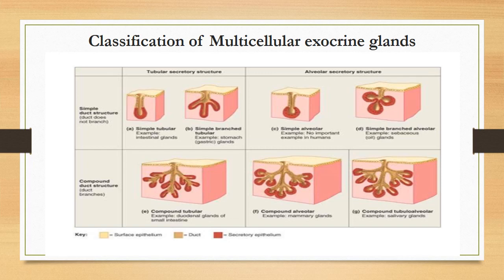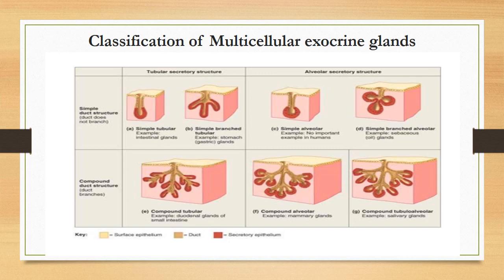So you can see here that the secretory portion is alveolar-like and the duct is single. So we call it a simple alveolar gland. Example is the simple branched alveolar glands. So you can see here that there are the alveoli, they are branching. So example is the sebaceous glands.